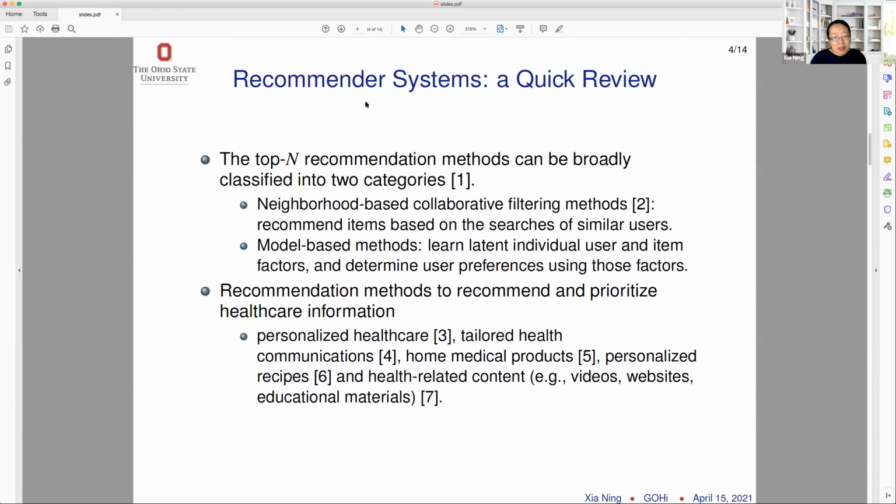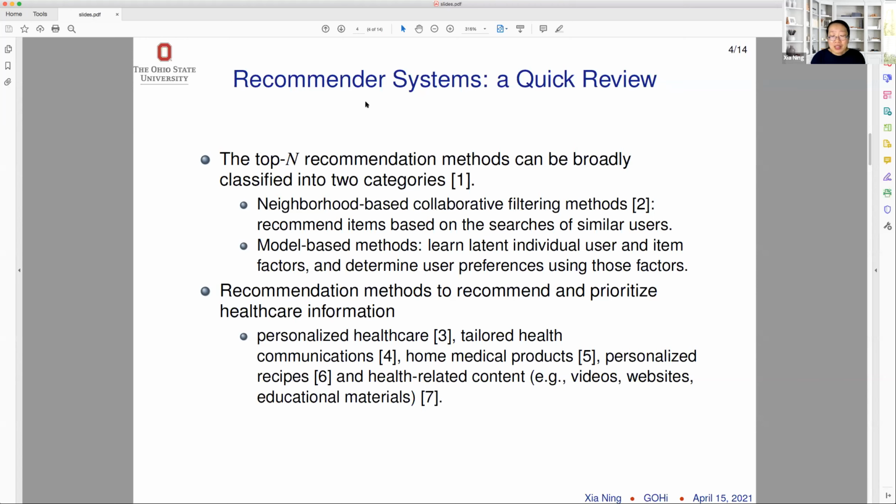And actually, recommendation algorithms have been applied in a lot of healthcare applications. For example, personalized healthcare, where physicians want to recommend different healthcare exercises to different patients, and tailored health communications. For example, some healthcare companies want to send information to the patients, like diet information or exercise routines, that type of general healthcare information, but the information is tailored to each patient, and the way the information is communicated is always customized. For some patients, they will send emails. For some patients, they will send just mail. And also home medical products, personalized recipes.